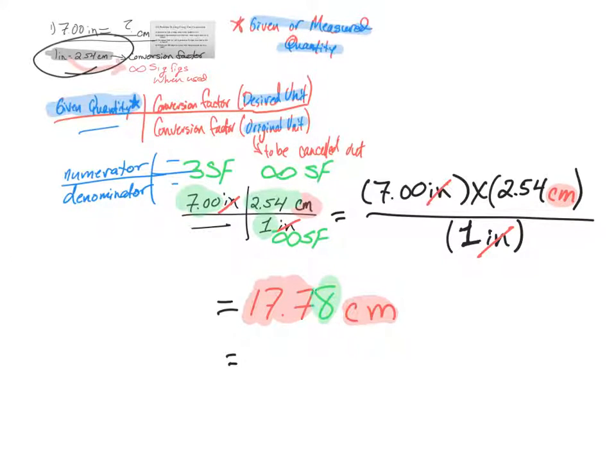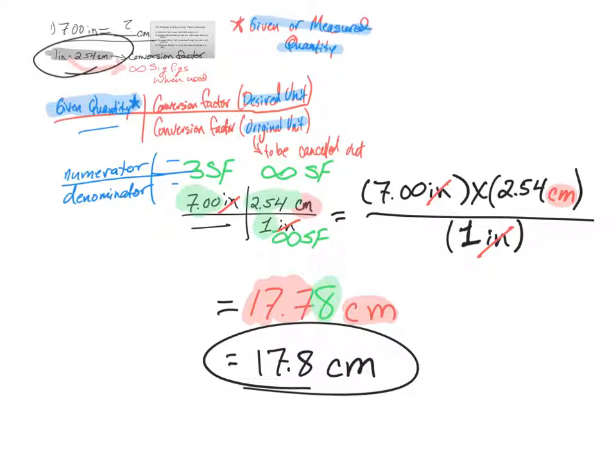And we're going to look right there. That's an 8. Since it is bigger than 5, this number rounds up to 17.8 centimeters.